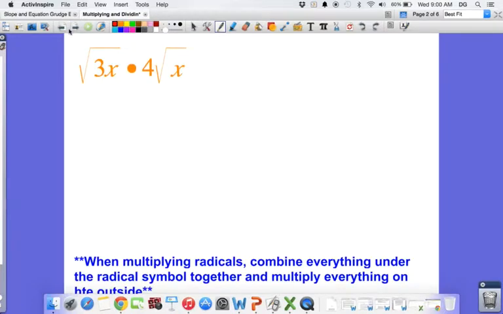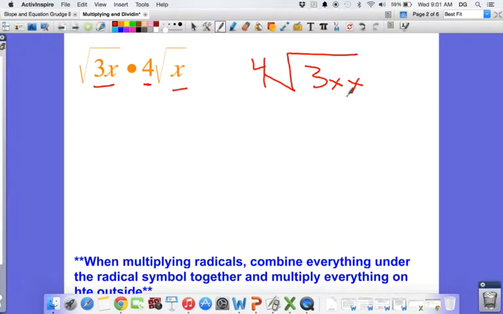Let's look at problems that are a little bit more complicated. I have the square root of 3x times 4 times the square root of x. I need to combine everything that's underneath my radicals when I'm multiplying, and keep the pieces outside the radicals on the outside. So I have 3x and x underneath, which is the same thing as the square root of 3x times x. I still have this 4 on the outside, so all of this is multiplied by 4.